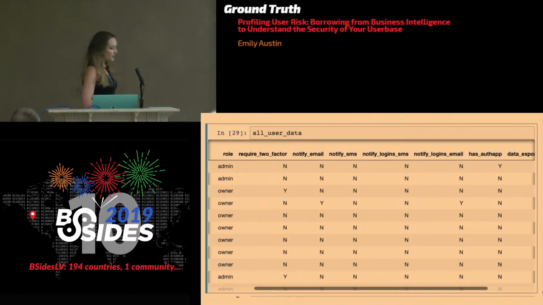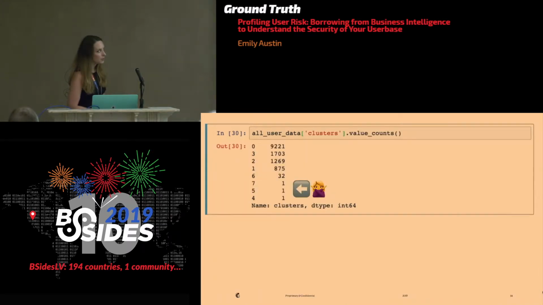So here's an example of the data that I fed to k-modes. Again, you can see a lot of this is binary categorical. There's a lot of other stuff that's off the screen that you can't see. And so here's what I ended up with.